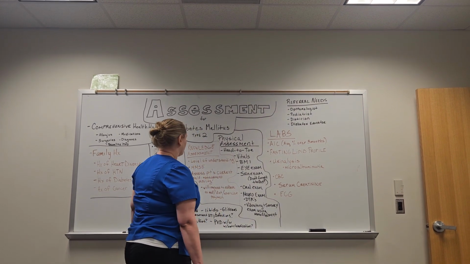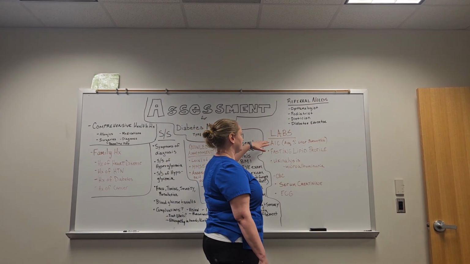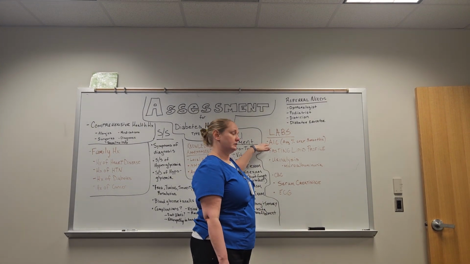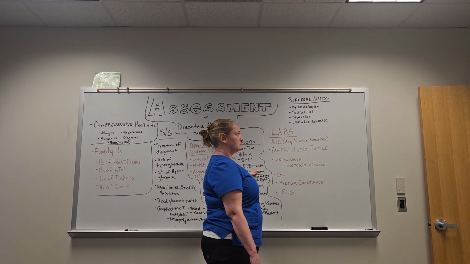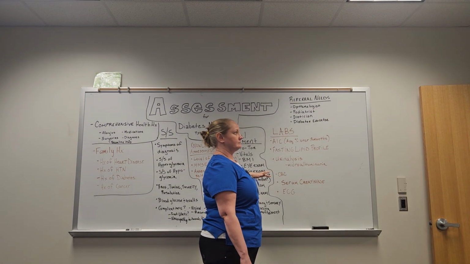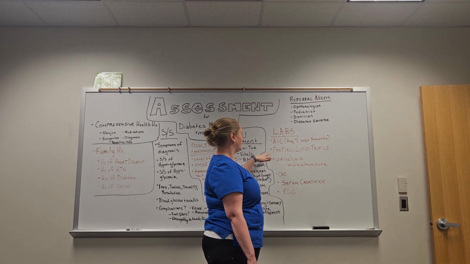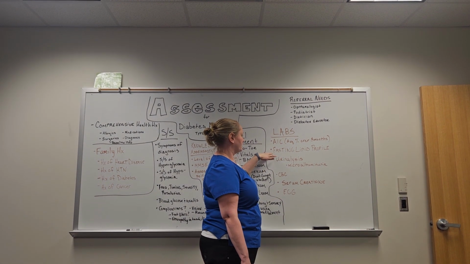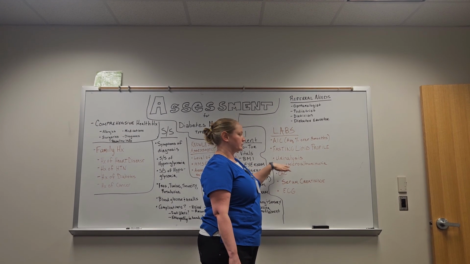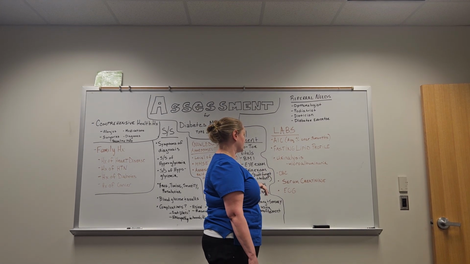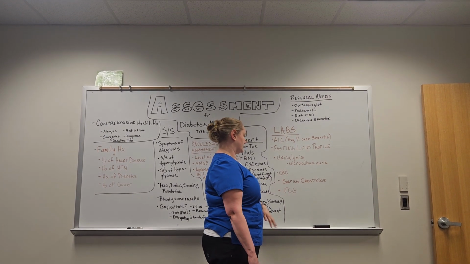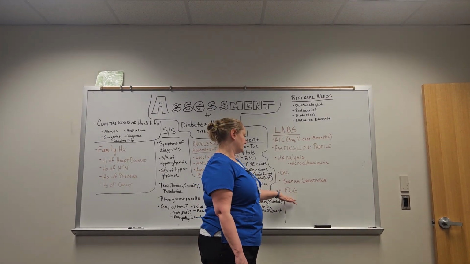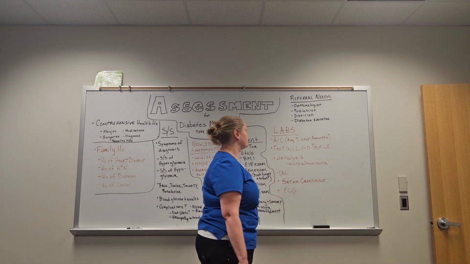So then we're going to move on to labs. So we're going to look at their A1C, and that A1C is an average over the course of 3 months, and we want that to be below 5.7. And then we're going to look at fasting lipid profile, and then urinalysis. We're going to be looking for proteins in the urine. We're going to probably do a CBC just in case they're having any infection. We're going to look at that serum creatinine and also look at the heart function with an ECG.